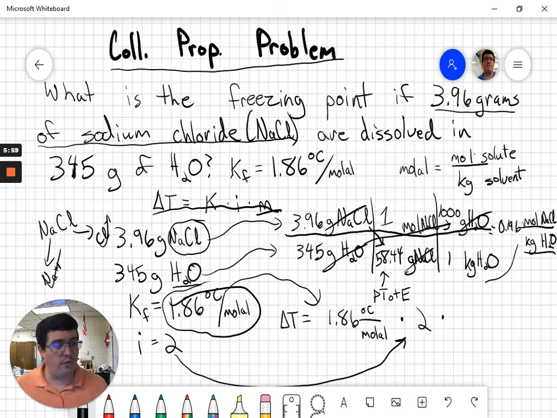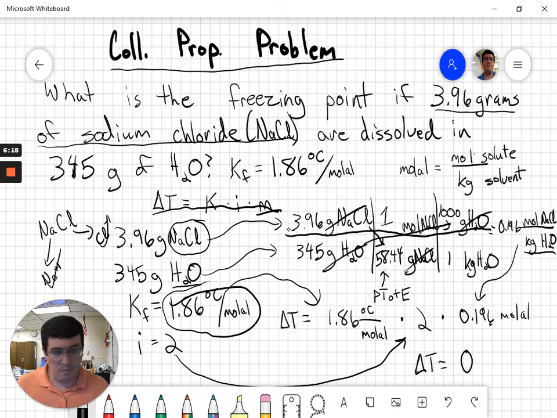Times molality, which is 0.196 moles. I left that in my calculator, so I'm just going to multiply it by 2, multiply it by 1.86, and I get delta T equals 0.74 degrees C. Why is it degrees C? Because moles cancels out. Gone, gone. And the only thing I'm left with is degrees C. That's supposed to be a capital C there. It kind of looks crummy, but it works for me.